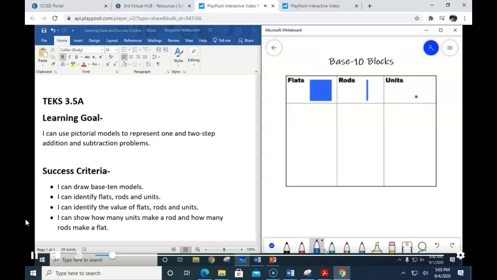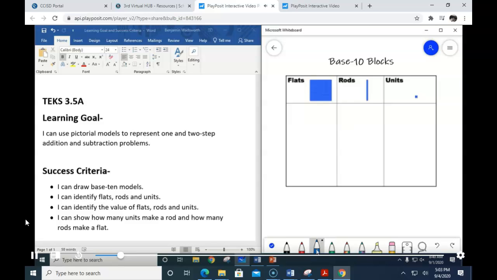So I know that seems like quite a bit of information to take in, but a lot of you have already messed with base 10 blocks before, so you kind of have an idea of how they work. But I'm going to show you today how you can use that knowledge that you already have to help you solve math problems, okay? So what I have here is a little chart that shows flats, rods, and units. And what I'm going to do first is show you the easiest way to draw your flats, rods, and units when you're trying to solve your math problems, okay?